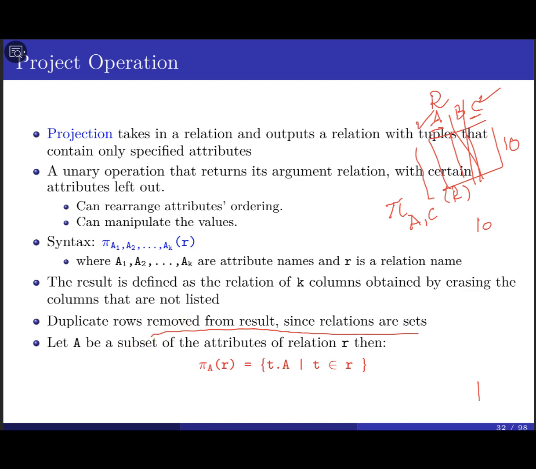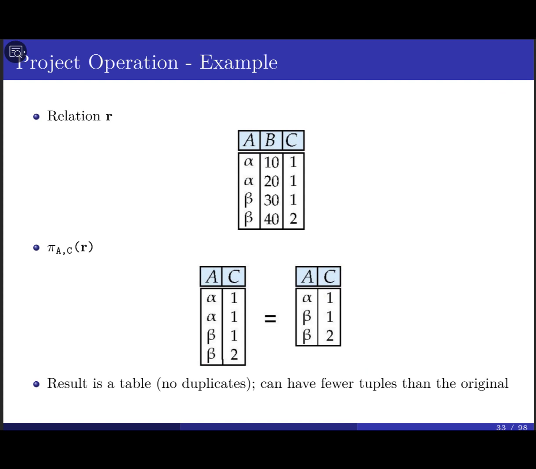Okay, let's give an example here. You have A, B, C, and they say project A and C. Remember, I'm not going to touch the original relation; I'm going to produce a new relation. So the relation R still has A, B, C, and its attributes and tuples are intact. I create a new relation.